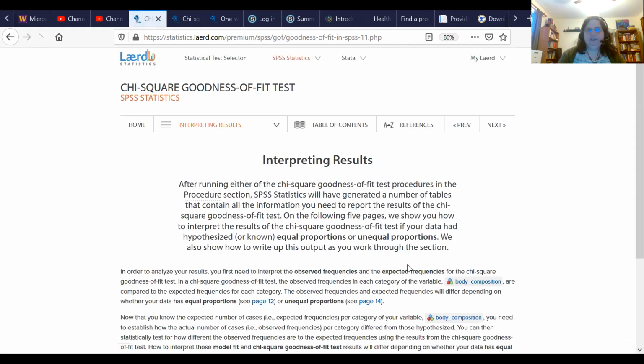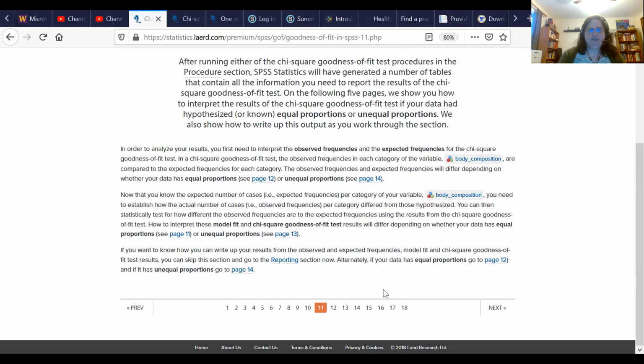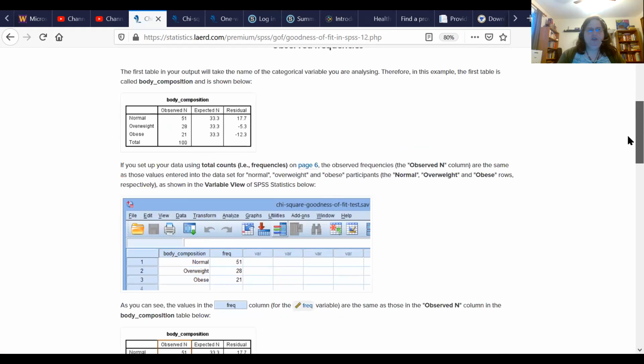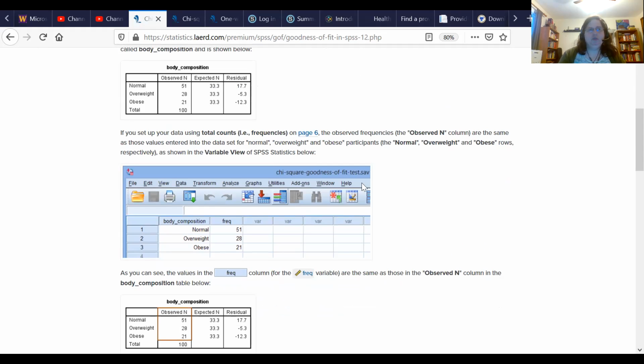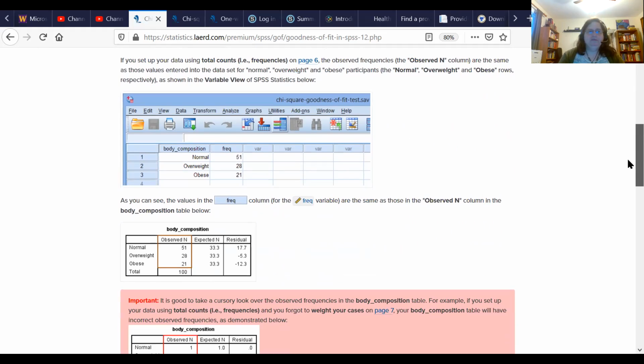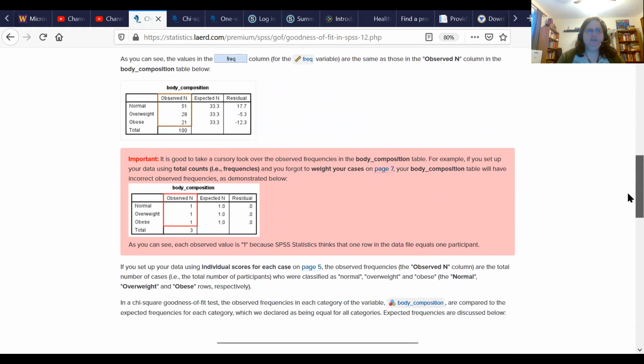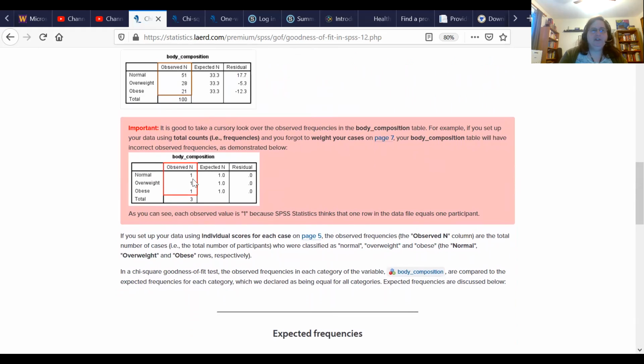Okay. In terms of interpreting results, we're actually going to move past this. Again, it's just showing you how the observed and expected and residuals look for when it's equal proportions. Now, here's the thing to look out for. If you forgot to weight your data, this is what it's going to look like. You'll have observed Ns of ones. That's really the main thing. Don't even worry about what your expected Ns look like. Your observed Ns will be all ones. That's a big hint. I forgot to weight my data. Let's go back and do that.